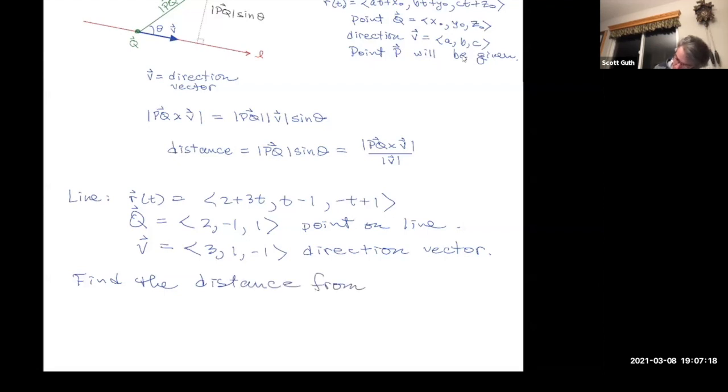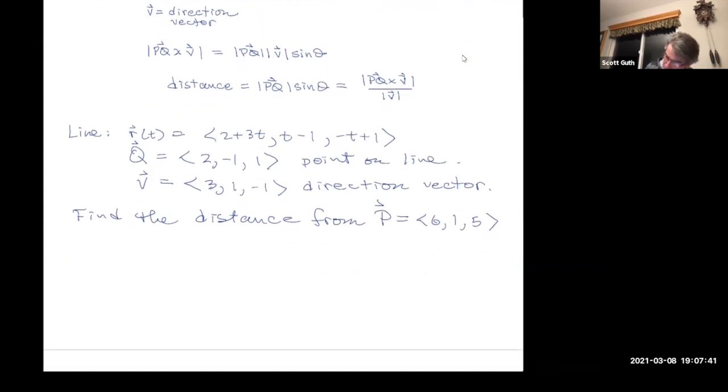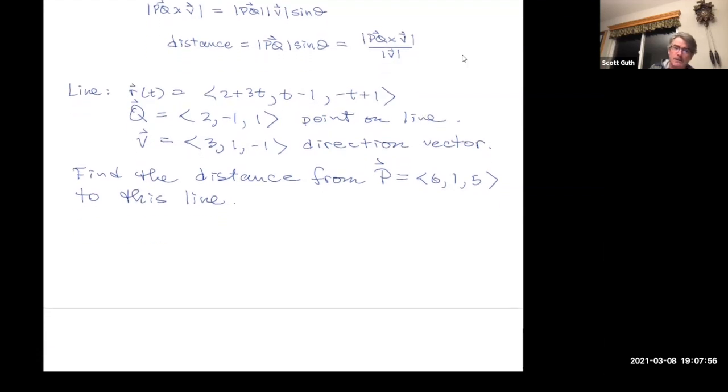From, and I'll just come up with P, and with my luck, it'll be on the line. I got to make sure it's not on the line. Okay, so let's say 6, 1, 5. Okay, I'm gonna make sure. So let's see if T is, yeah, that's not gonna work. So we're good. Yeah, to this line. I'm making this up out of thin air. I wasn't planning on doing this, but I needed to make sure that point was not on the line.